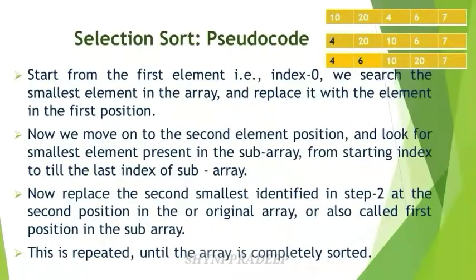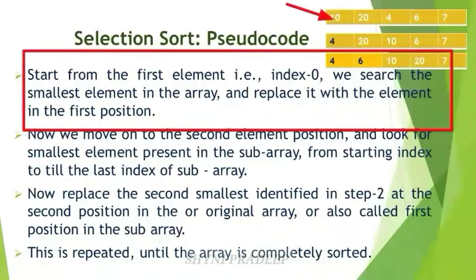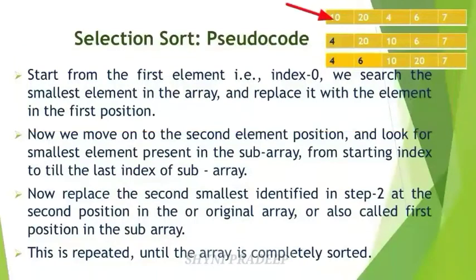See here, this is an array, a collection of unsorted elements stored in this array. Start from the first element. This is the first element, 10. The index position of the first element is 0, next 1, 2, 3, 4. So we have to start from the first element, and next search for the smallest element in the array and replace it with the element in the first position.